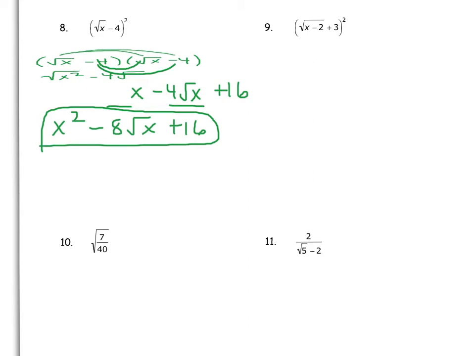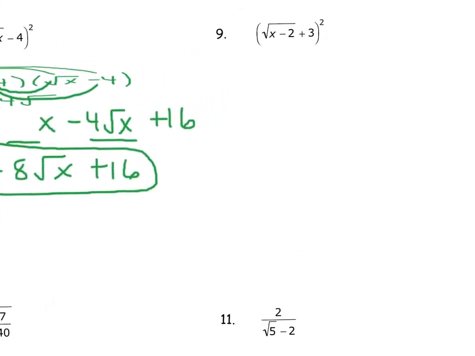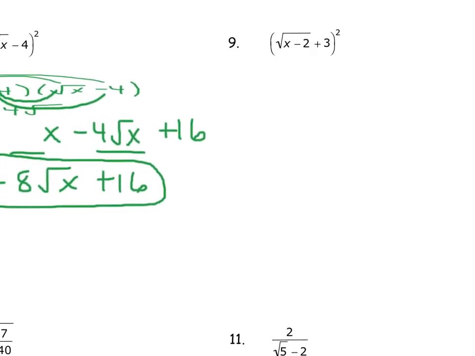Now the next problem is also going to square a binomial expression. And the first term is the radical term, and the plus 3 is the second term. So as we multiply this by itself, it's going to be radical x minus 2 plus 3 times radical x plus 2. Oops, excuse me. That's going to be a minus 2.